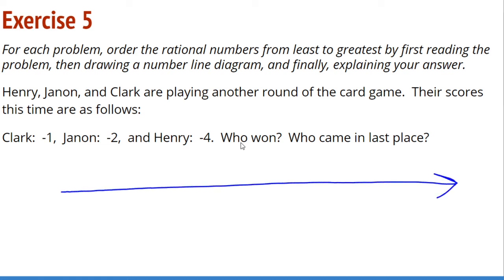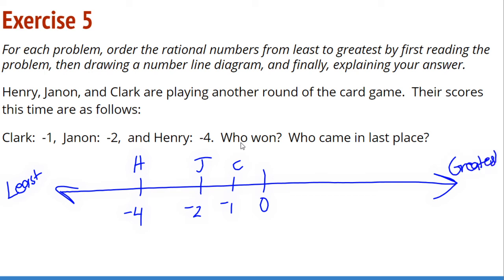Well, let's make our number line here. I'm going to drop a little 0 on here. And I've got Clark, who's hanging out at -1, and Janan, who is hanging out at -2. And I've got Henry, who's going to be at -4. So who has the greatest number of points? Remember, our number line is in order from least to greatest. So the greatest number of points is going to go with Clark. Yay, Clark, good job. Last place is Henry. Henry's down here at -4. He's got the least amount of points.